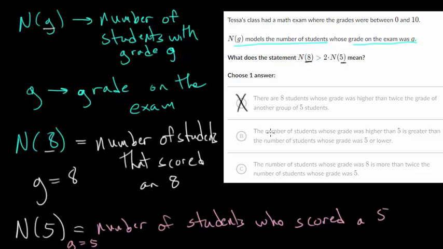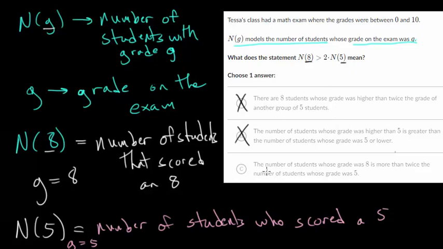Now for choice B, the number of students whose grade was higher than 5 is greater than the number of students whose grade was 5 or lower. Recall this first part is the number of students who scored an 8. And they're saying the first part is the number of students whose grade was higher than 5. Nowhere in here do we talk about grades being higher or lower than any certain value. The number on the inside just represents the exact score that those students got. So if it's 5 on the inside, that means that's the grade on the exam, and N of 5 is the number of students who got that. So B doesn't make sense.